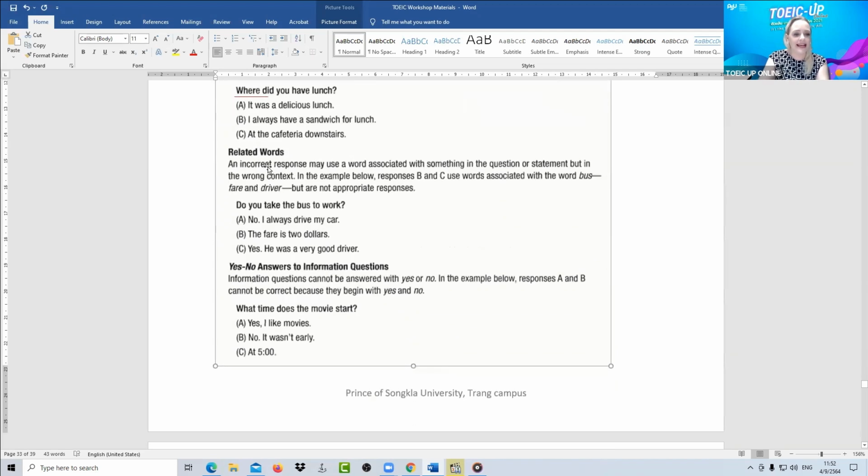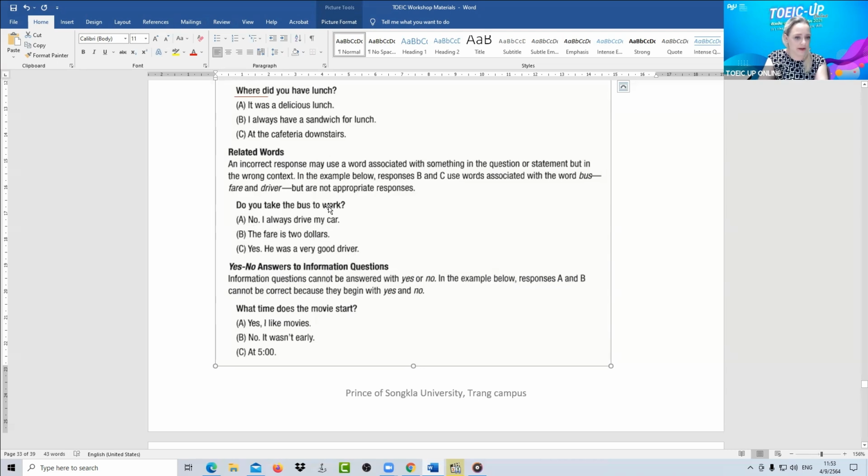Okay, then we have related words. Do you take the bus to work? No, I always drive the car. The fare is $2. Yes, he was a good driver. So an incorrect response may use a word associated with something in the question or statement, but in the wrong context. For example, B and C use words associated with the word bus: fare and driver. So the fare, you do get bus fare, right? And there is a bus driver. So fare and driver are related words, but it does not answer the question.